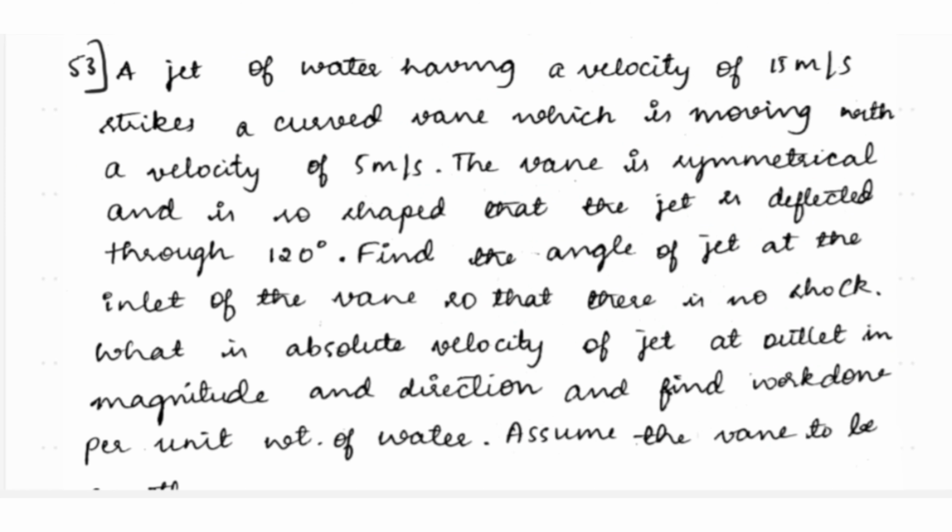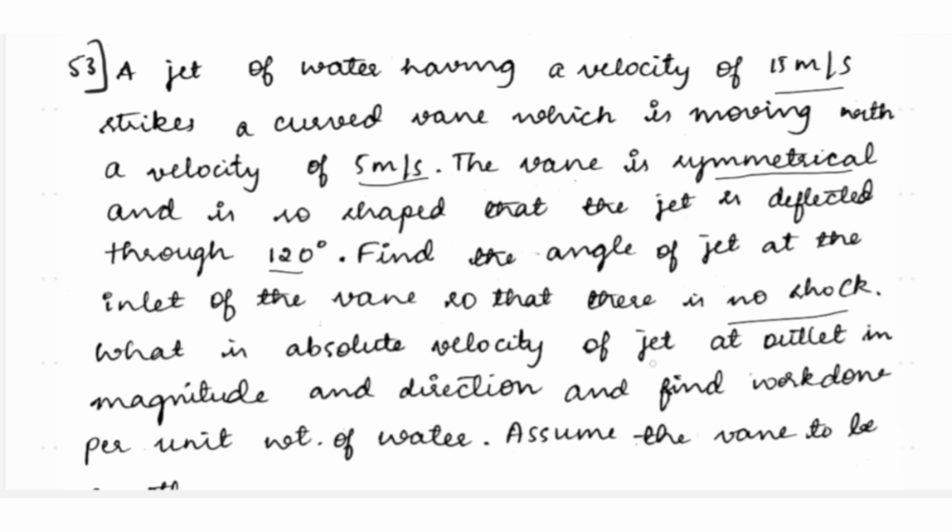Hello everyone, we will move to the next problem. So going to the question, a jet of water having a velocity of 15 meter per second strikes a curved vane which is moving with a velocity of 5 meter per second. The vane is symmetrical and is so shaped that the jet is deflected through 120 degree. Find the angles of jet at the inlet of vane so that there is no shock.